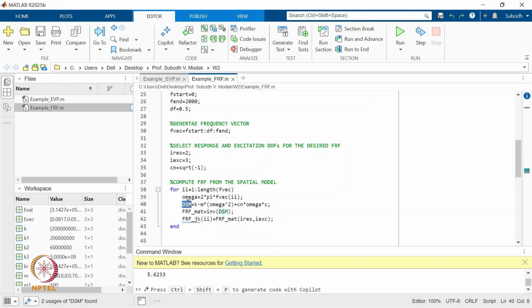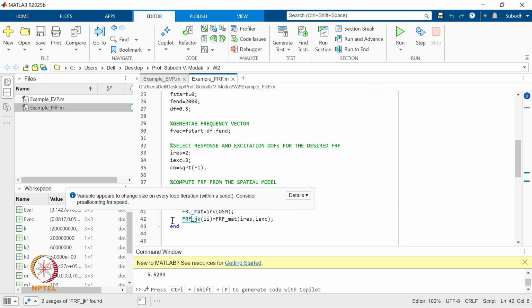Then we calculate the dynamic stiffness matrix, which is basically k minus omega square m plus i omega c, which is the dynamic stiffness matrix as we studied in the lecture classes. So we are finding the dynamic stiffness matrix at the current frequency omega, and then the FRF is basically the inverse of the dynamic stiffness matrix.